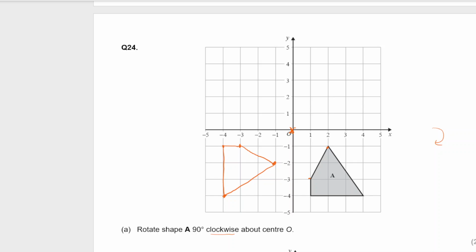It doesn't say label it anything, so that's absolutely fine. Let me just double check. Was clockwise, 90 degrees about the origin. Yeah.